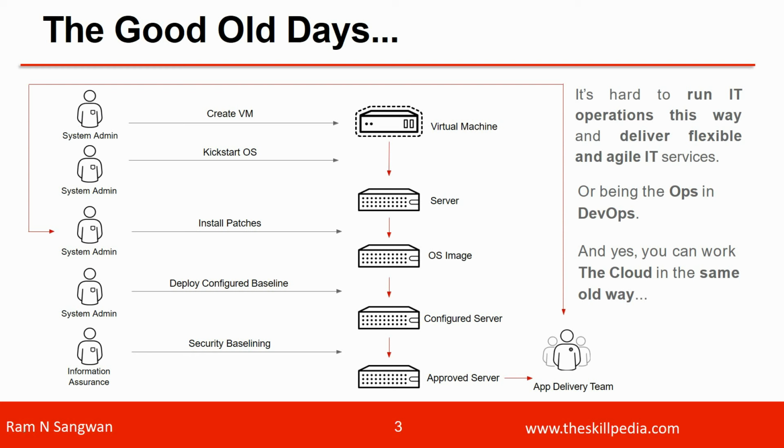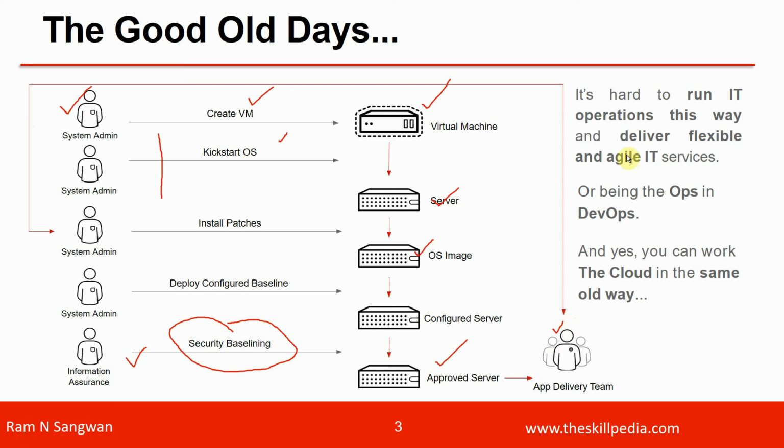So we need to know why we are studying Ansible. Obviously, unless we know the requirement, there's no point learning the technology. So these are the good old days, and I have seen all these things in my life. I worked on it. Earlier, the system admin used to create virtual machines. The virtual machine was created, and then the system administrator would kickstart the operating system, server ready, then the operating system image, and then a lot of things the system administrator used to do. And the information assurance team would create a security baselining, and finally the approved server was handed over to the ops team.